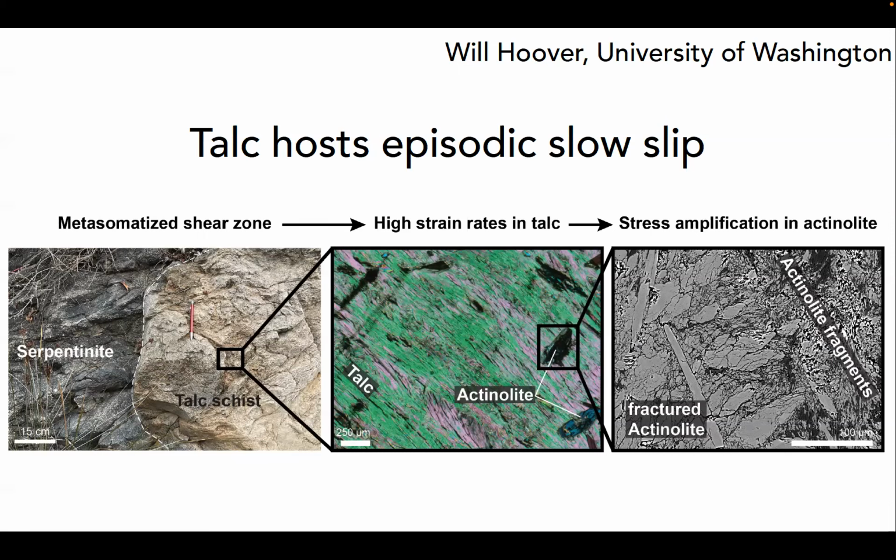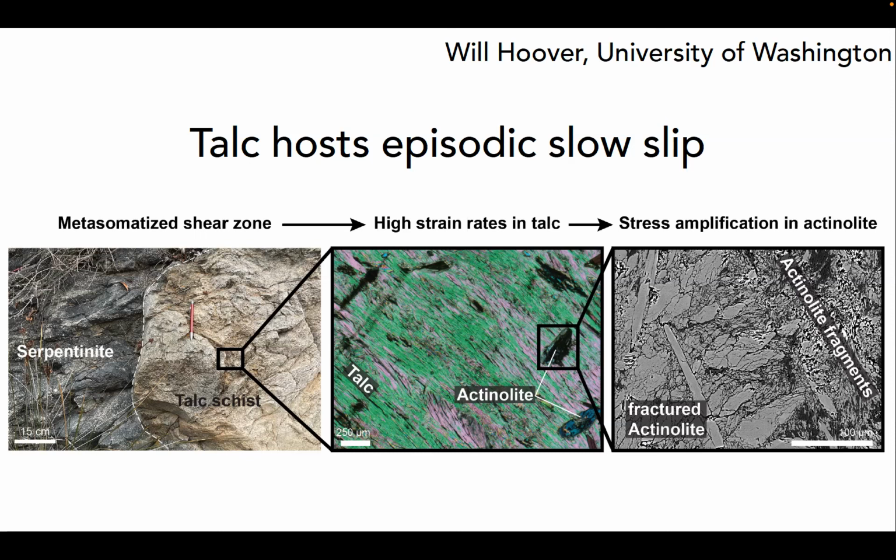We know that the source regions of episodic tremor and slow slip are fluid rich, and these fluids can catalyze dramatic chemical changes. For example, the conversion of mantle wedge serpentinite to talc schist. Rheological modeling suggests that talc-rich rocks like these should be hosting slow slip, and we can go to the field, to the exhumed rock record, to test this hypothesis.